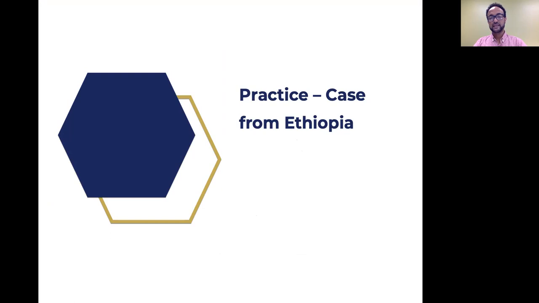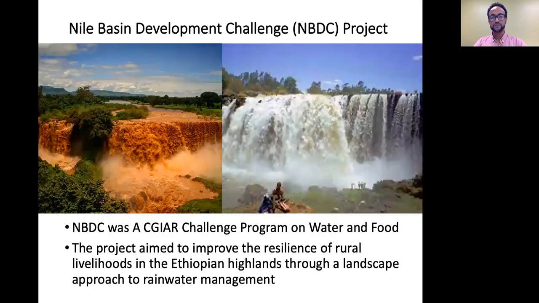So what's the practical case study I have from Ethiopia? There was a 5-year project, and I was part of it. My role was to engage different stakeholders in the research projects so that we could develop a technology that works for the farmers. The project's goal was to improve the resilience of rural livelihoods in the Ethiopian highlands through a landscape approach to improve natural resource management.